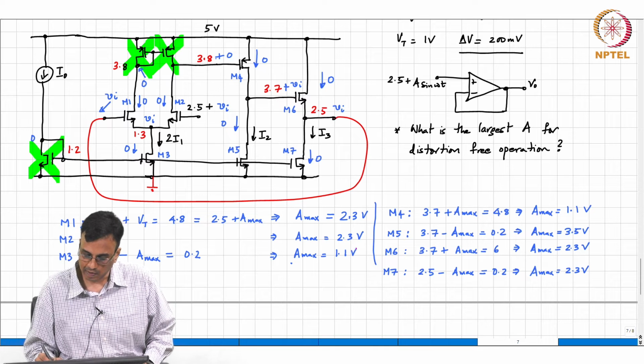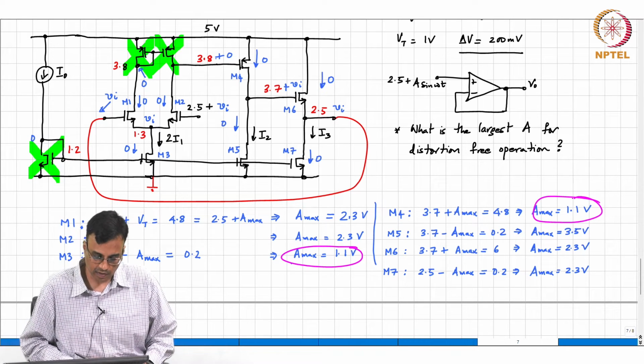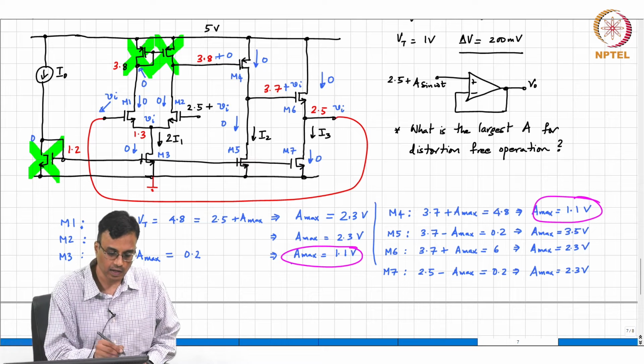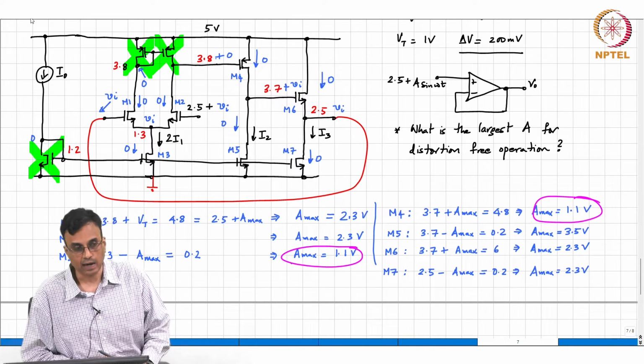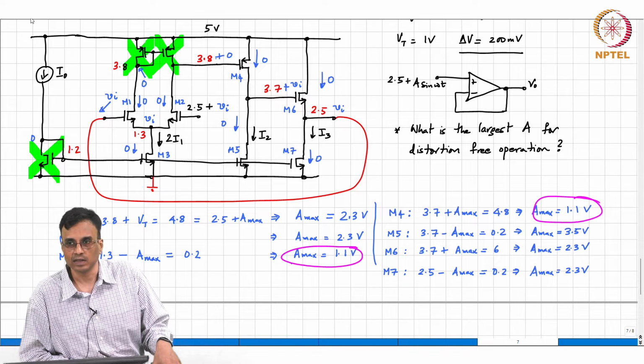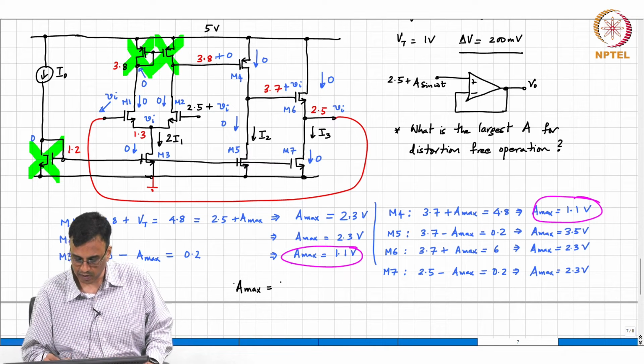So you basically say that the two transistors M3 and M4 basically go into the triode region at exactly the same point in this particular circuit, and therefore A max is the minimum of all these voltages, and that's basically 1.1.